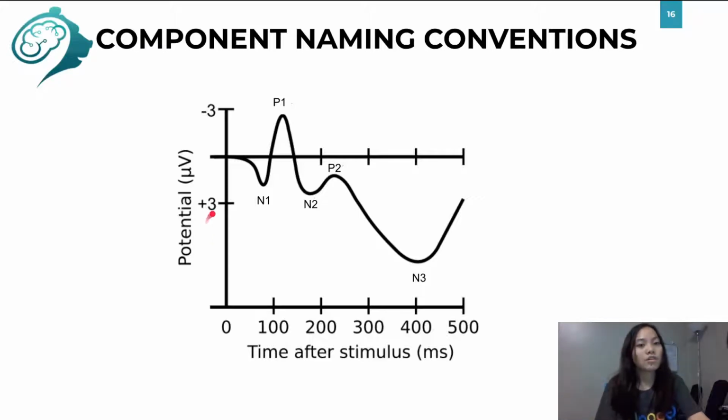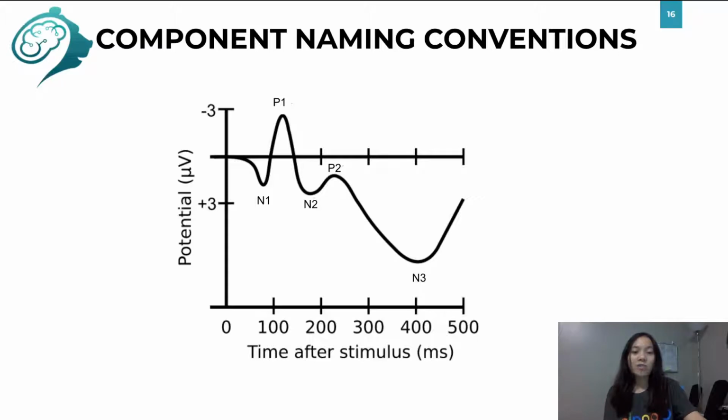In this figure, the peaks are labeled N1, P1, N2, P2, and N3. P and N are traditionally used to indicate positive-going and negative-going peaks, respectively, and the number indicates a peak's position within the waveform. For example, P2 is the second major positive peak. Alternatively, the number may indicate the latency of the peak in milliseconds after the stimulus.